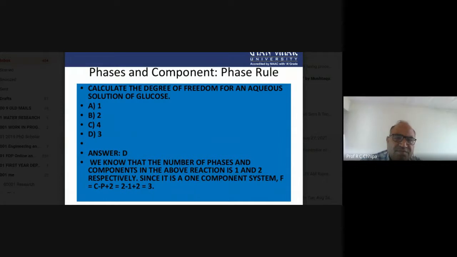Calculate the degree of freedom of an aqueous solution of glucose. Here the correct answer is 3. We know that the number of phases and components in the above system is 1 and 2 respectively. So F is equal to C minus P plus 2, which is 2 minus 1 plus 2, equal to 3. So here the correct answer is 3.